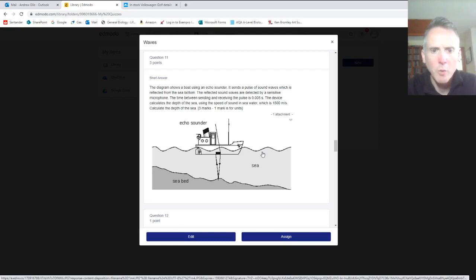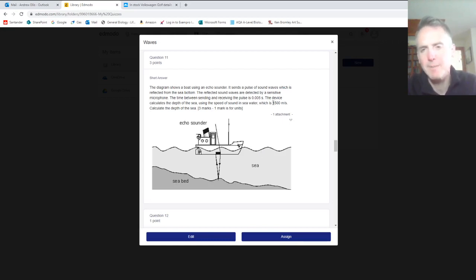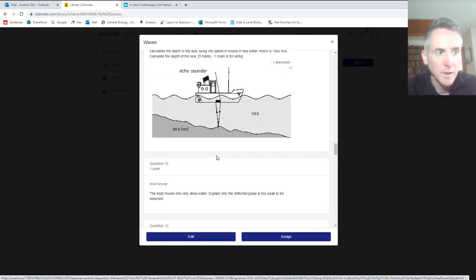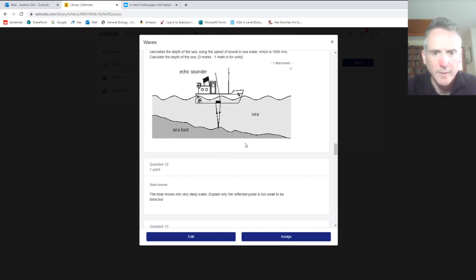Then the hard one, which again, a lot of you got two marks. Most of you got one mark for just putting metres, but I've got a speed. Speed equals distance divided by time. So distance equals speed times time. So I need to times 1500 by 0.005. That comes in at 7.5 metres, but that's the time taken. This 0.005 would measure the distance to the sea floor and back again. So you need to halve it. So the answer is half of 7.5 metres, which is 3.75, isn't it, metres.